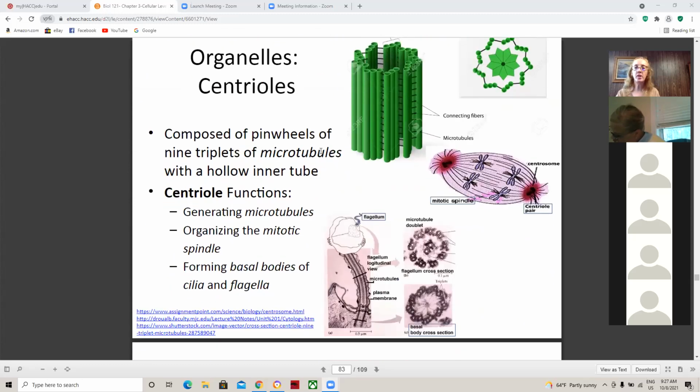Centrioles are composed of a pinwheel of 9 triplets of microtubules. Centrioles function in generating the microtubules within the centrosome and organizing the mitotic spindle. If you think mitotic spindle, mitosis, this is the spindle that attaches to the chromosomes. They also form the basal bodies of cilia and flagella.